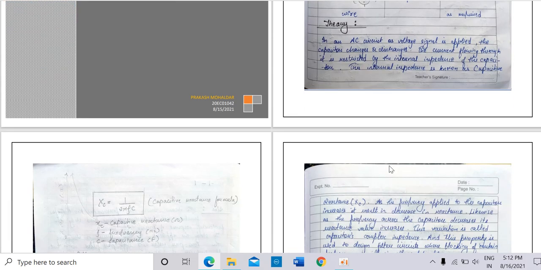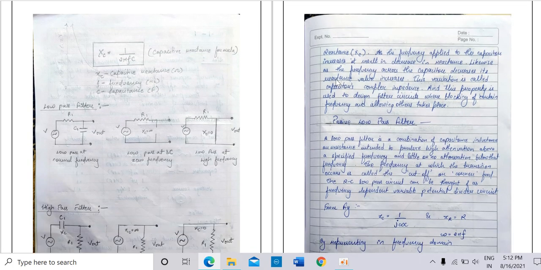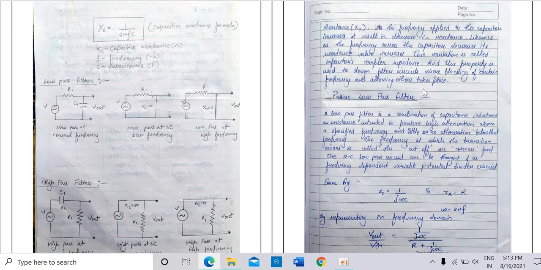Starting with the theory, I have written about the capacitive complex reactance. Capacitive reactance is basically the complex impedance of a capacitor whose value changes with respect to the applied frequency. As the frequency applied to the capacitor increases, the reactance decreases. Likewise, as the frequency decreases, the reactance increases. This variation is known as the capacitor's complex impedance. The formula is Xc equals 1 upon 2 pi times frequency times capacitance.